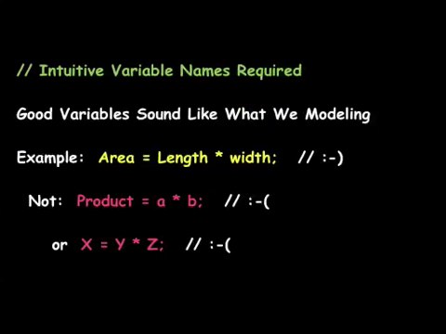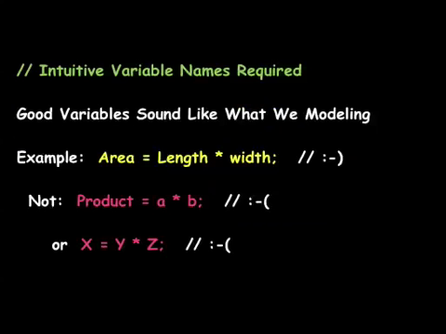Okay, here are some examples of what not to do. Product equals A times B, or X is equal to Y times Z, will do the same thing mathematically, but they don't represent the program or the problem we're trying to solve. Area equals length times width sounds exactly the way we would talk about finding the area of a rectangle. Therefore, they are superior variable names. The ones shown in pink at the bottom simply would not do.